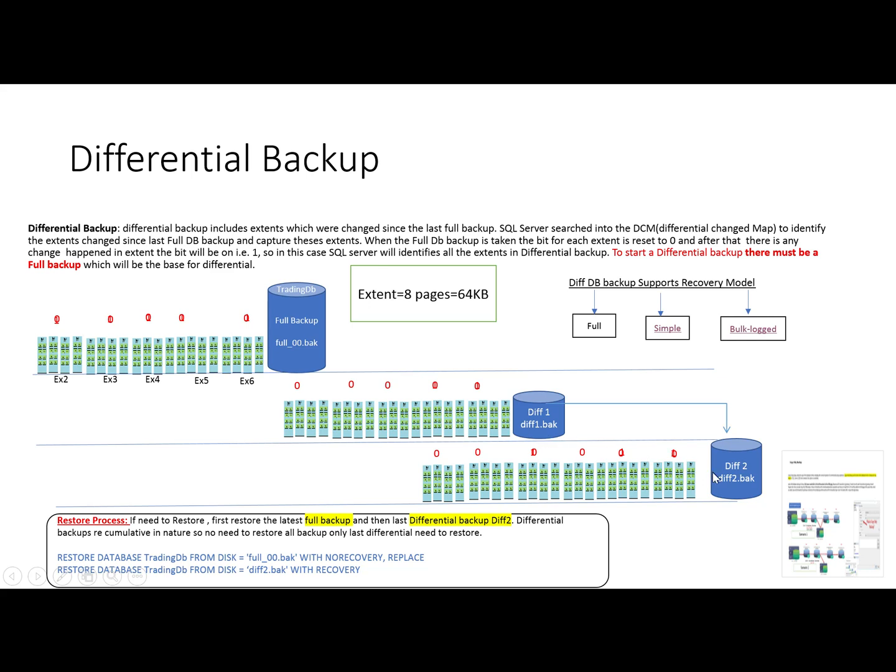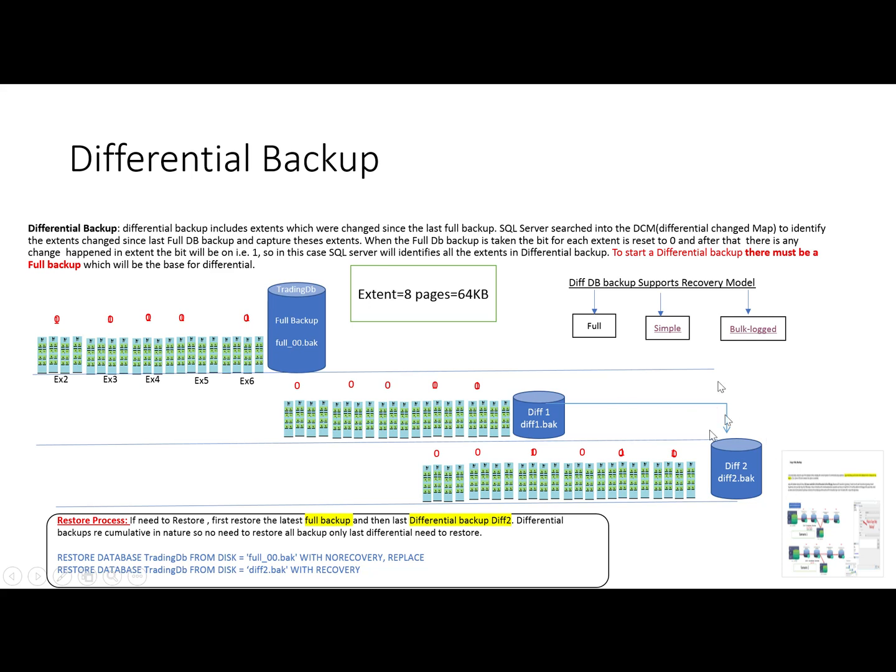So what will be the procedure, what will be the steps, if we are going to restore these differential backups? First we have to restore the full backup with the no recovery option. No recovery means that there are still other backups which we want to restore. After that we will restore the last differential backup with the recovery option.